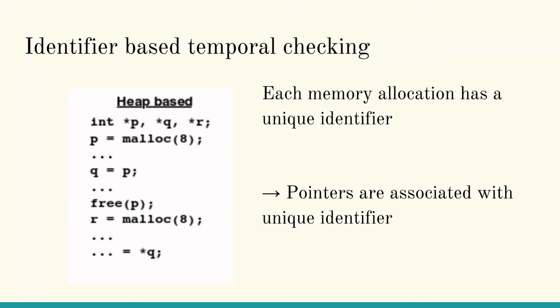We'll fix this by making use of two concepts. The first one is identifier-based temporal checking. What you do is give a pointer a unique identifier, give a memory allocation a unique identifier. Pointers are associated with this unique identifier when they point to this memory location. So if a pointer tries to use a memory location that's already freed, it can be noticed with a unique identifier.